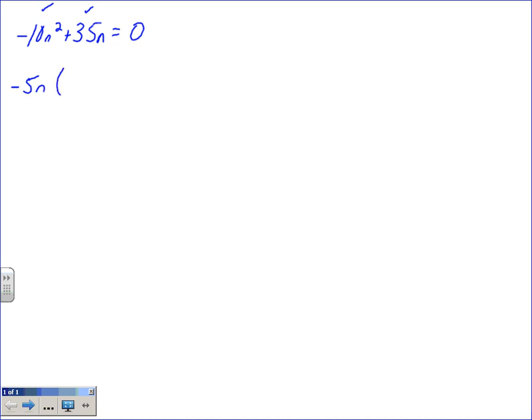Now, negative 5n times what will give me negative 10n squared? 2n. I need another n, don't I? Yeah. And then I'm going to need a minus here, not a plus, because a negative times a negative will give me the positive. 7. And that's it, isn't it? Yeah. Okay. And that equals 0.